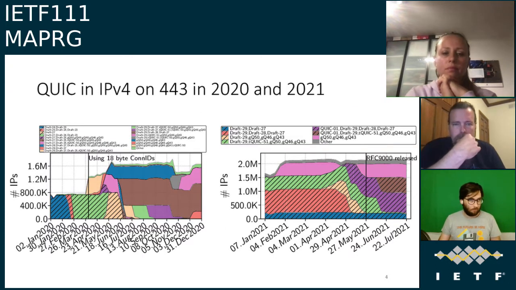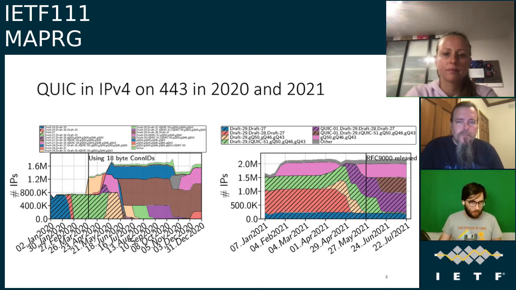In 2020, things got a little bit more involved, which you can probably guess from the legend that you can't read. People really started experimenting with a lot of different versions over the year, which reflects the standardization of QUIC, where we see a lot of drafts being put out and a lot of different versions being experimented with on the internet. At the end of 2020, we roughly have 1.6 million IPs that support QUIC, and in 2021, we don't see a lot of change. We have a bit more, like 2 million IPs now supporting it.